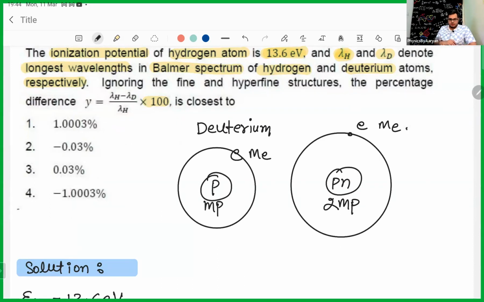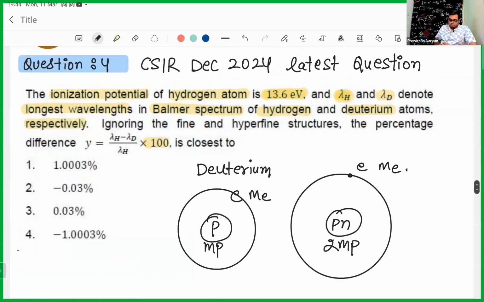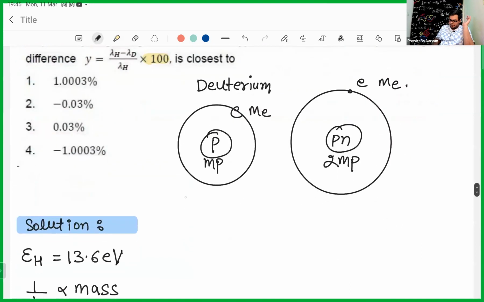That's it. Okay. So now lambda H and lambda D denote the longest wavelengths in the Balmer spectrum. तो Balmer spectrum study कर रहे हैं दोनों का. In one case we are studying the Balmer spectrum of hydrogen, in another case the Balmer spectrum of deuterium. And in the Balmer spectrum we are looking at the longest wavelength. So first of all, let's write our spectral series formula.